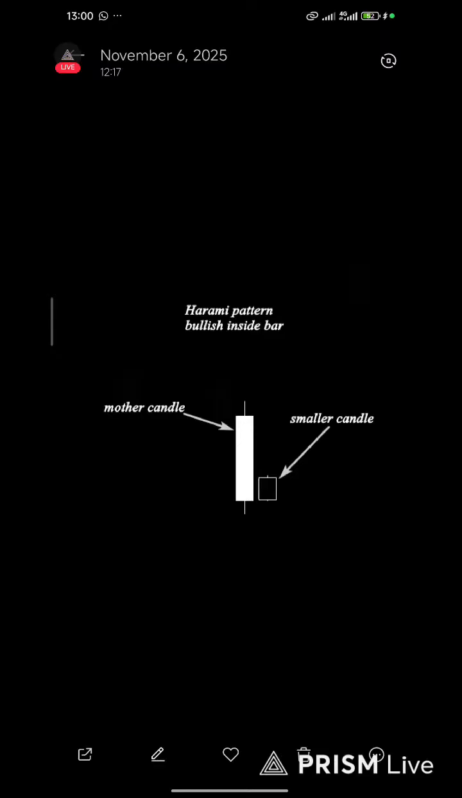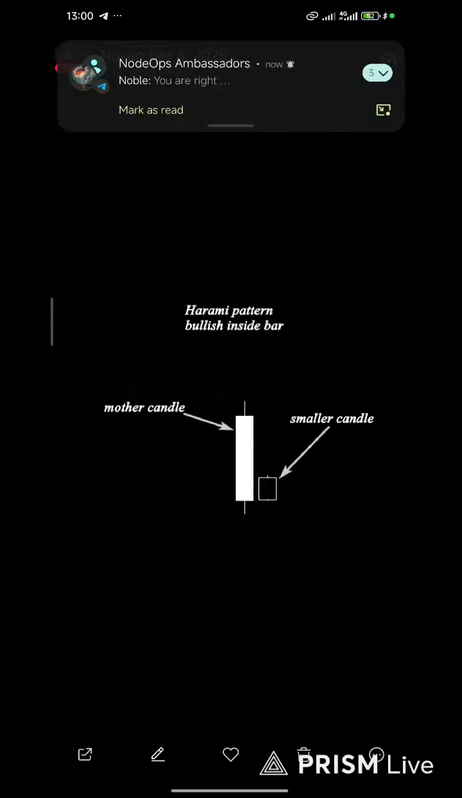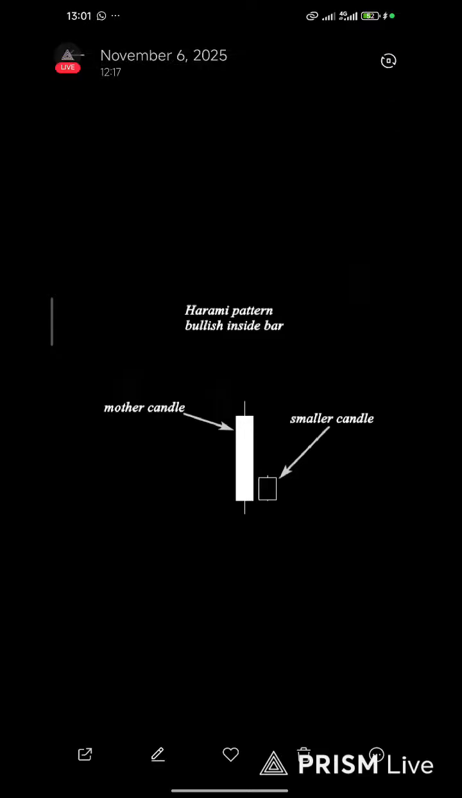Now the bullish HARAMI candlestick pattern tends to appear during a downtrend and indicates a potential upward reversal. The second candle is always inside the first candle. The first candle overshadows the second candle, and the second candle closes inside the range of the first candle. That is the bullish HARAMI pattern.